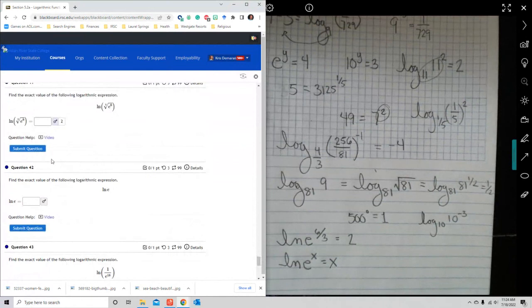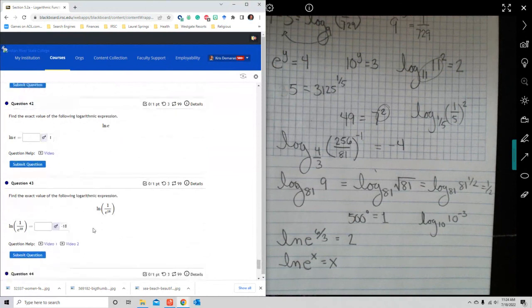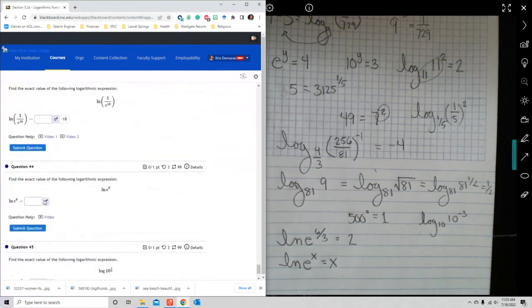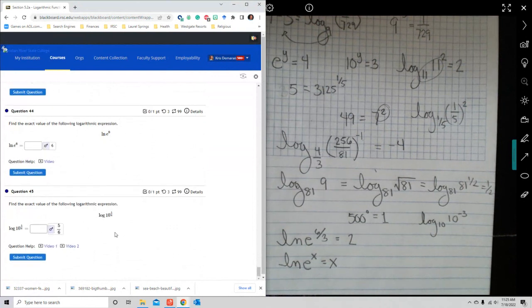That's why there are so many of these problems, by the way. This one's 1. This one's going to be -18. This one's 6. These move so fast. And this one's 5, 6. And that's it. That's the answer.